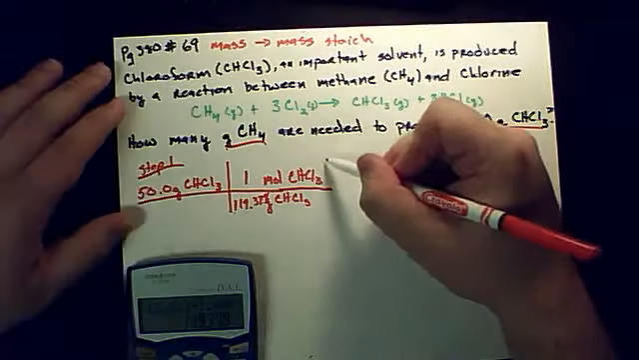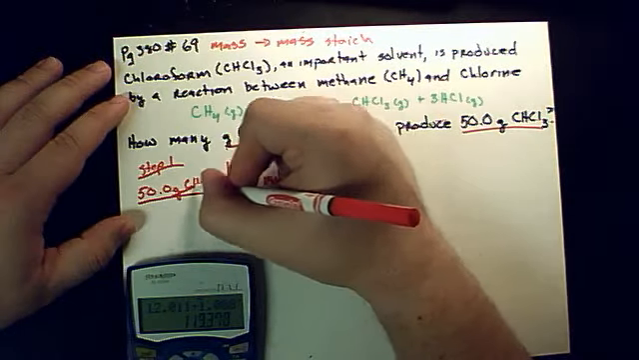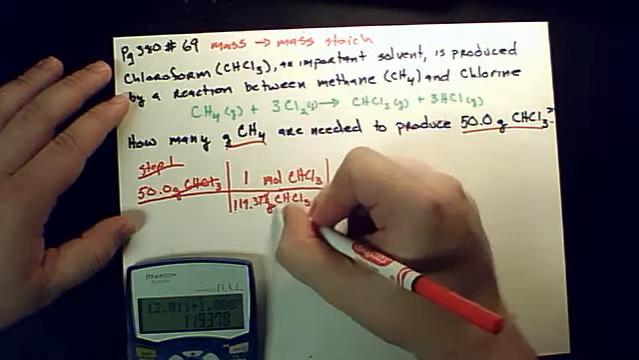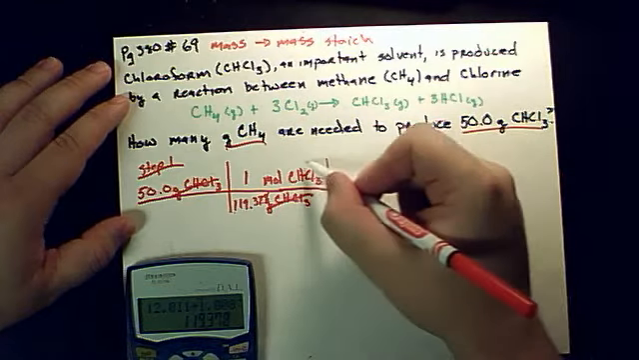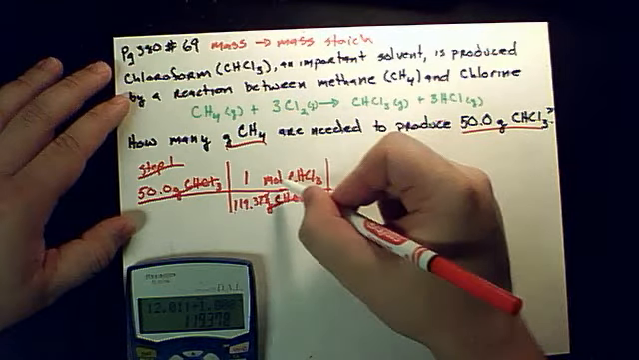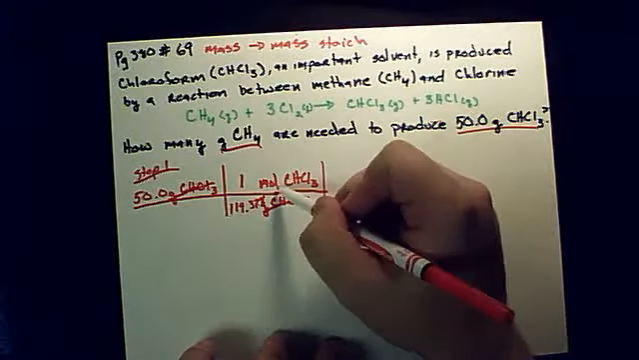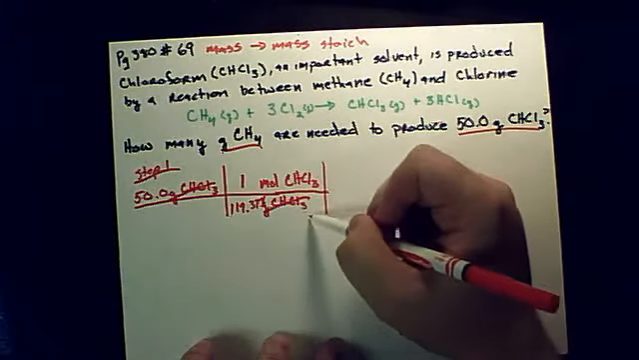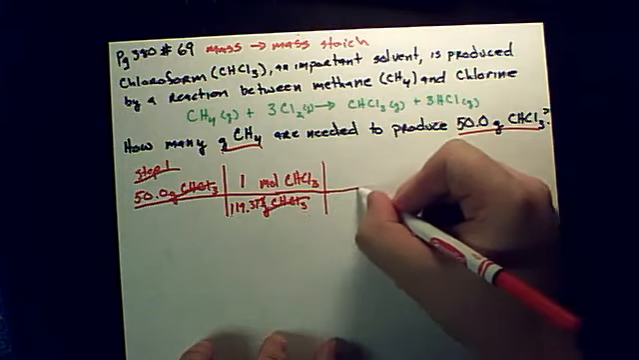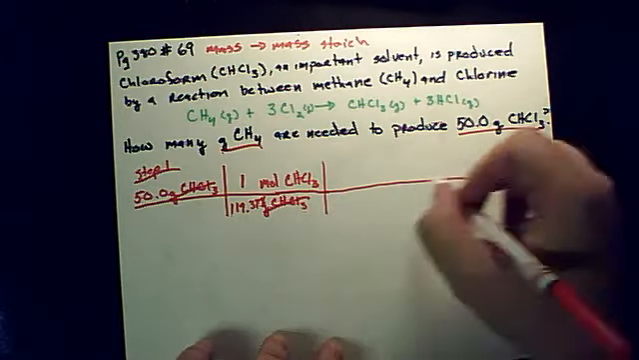That cancels out my grams of chloroform and leaves me with moles of chloroform. So step 1, which was convert to moles, is done. I have converted to moles because my grams have canceled out. So I'm going to keep going. Just do it all in one line.